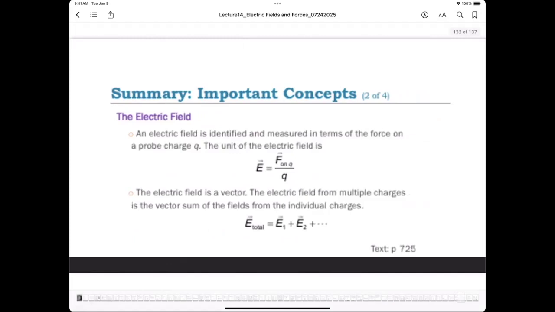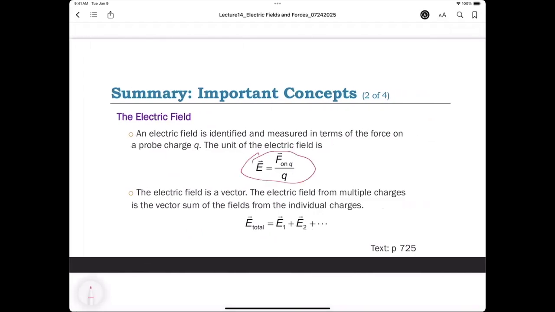An electric field is identified and measured in terms of the force on a probe charge q. The unit of the electric field is this one. Actually, we didn't talk about this one, but I think it's easy to understand. E equals what? E equals k Q over r squared, I think we talked about this one. Here the force is on the probe charge q, which means E should equal k, Q, q divided by q, so it equals kQ over r squared. This is what we talked about at the beginning.